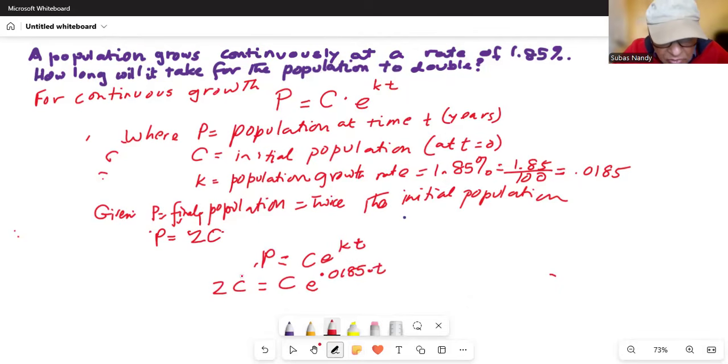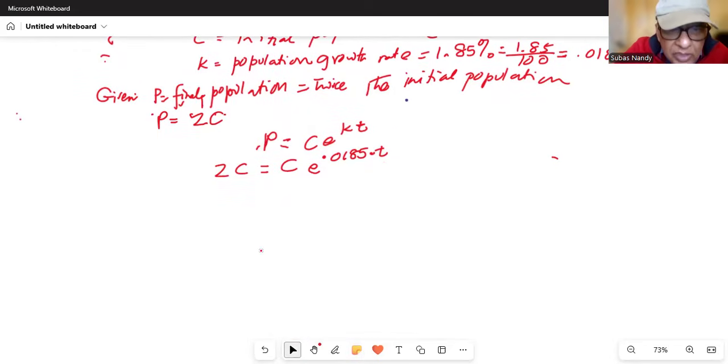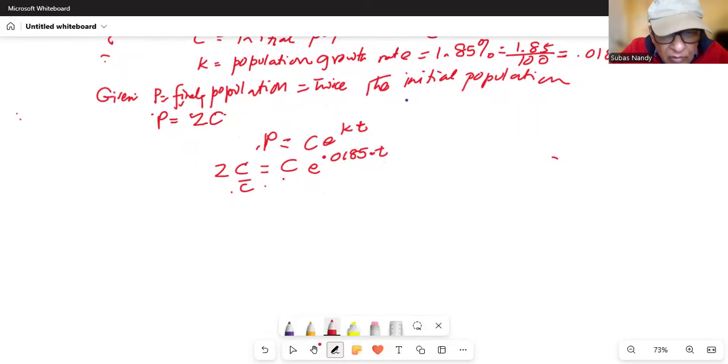Now the C on both sides: I'm going to divide by C on both sides. So 2 is equal to, this C and this C cancel, 2 is equal to e to the power of 0.0185 times t. Now take the natural logarithm on both sides.